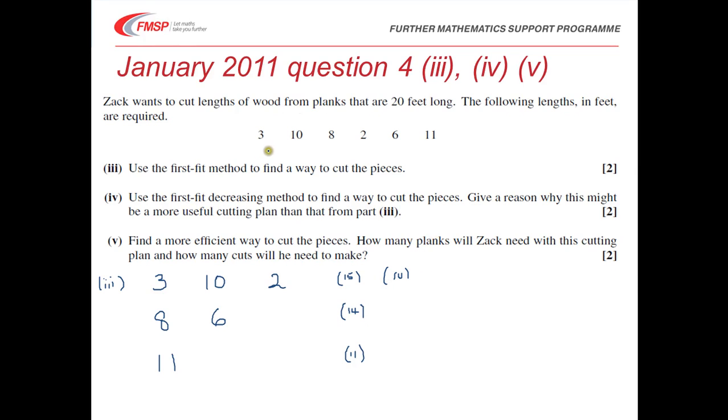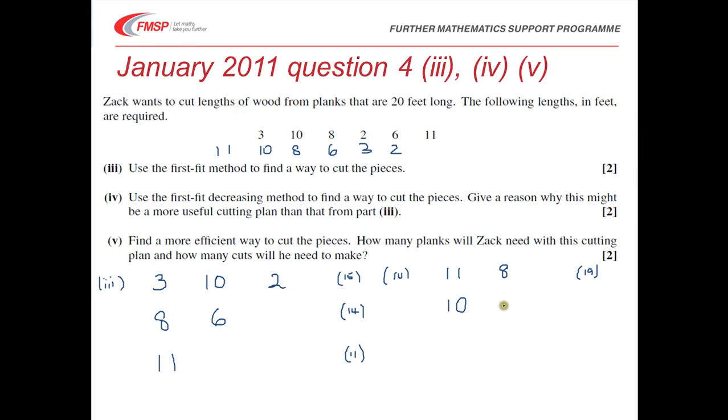So if we put them in decreasing order, so it's going to be 11, 10, 8, 6, 3 and 2. So doing that, we're going to have 11 for the first cut, then we have a 10, so that's going to need a new plank, then we have a cut of 8, so that can go in with the first one. So we've now used 19, so we've only got 1 left.